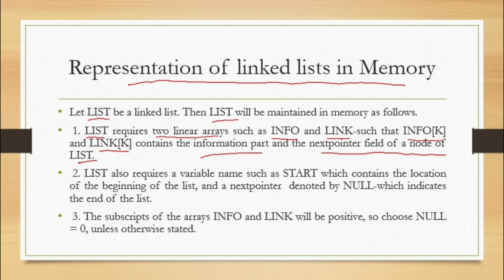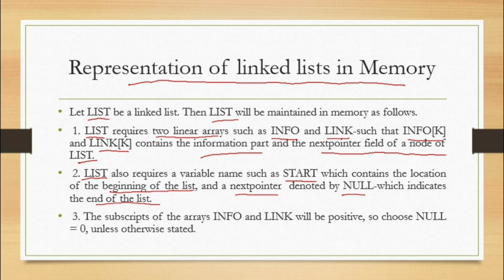The second point: the list requires a variable called START. Why do we require this variable? Because it tracks the beginning of the list. And if a next pointer field is denoted by null, that means it is the end of the list. That is what we need to know.